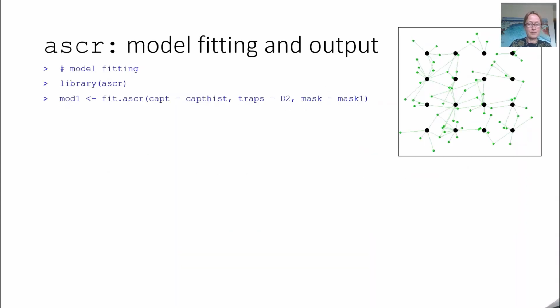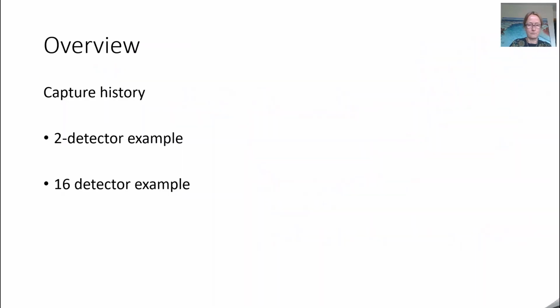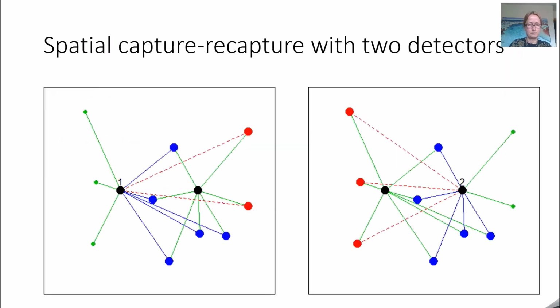Remember this slide from Chapter 2 on abundance estimation? This is where you first encountered the term capture history, and we learned that this is one of the three required inputs for the model fitting function. So in this lecture, we'll build two capture histories, one for a 2-detector example and one for a 16-detector example. So let's start with the 2-detector example.